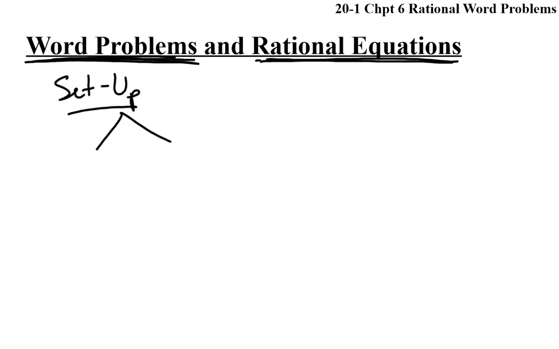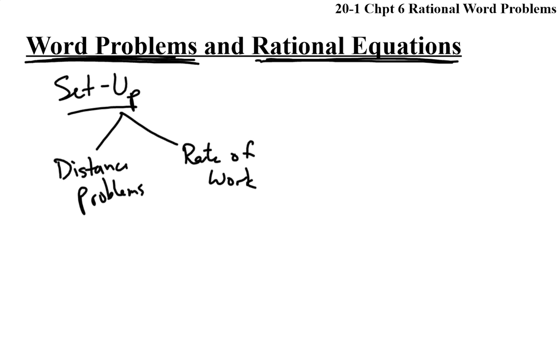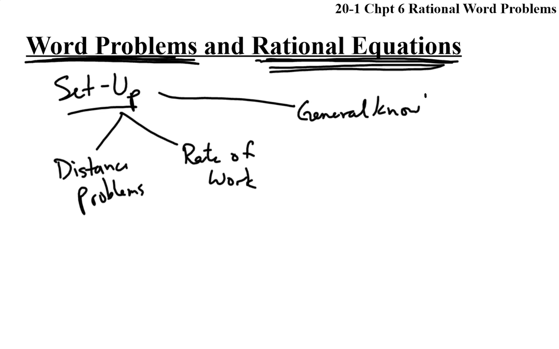But to start off with, we are going to look at things that are referred to as distance problems, a unique situation that has a bit of a process to it, and rate of work problems. These are 2 unique situations that use rational equations to solve, but you're going to need a little bit of guidance setting it up. In the assignments, you will have a couple of questions that are just general knowledge where you need to read and interpret.